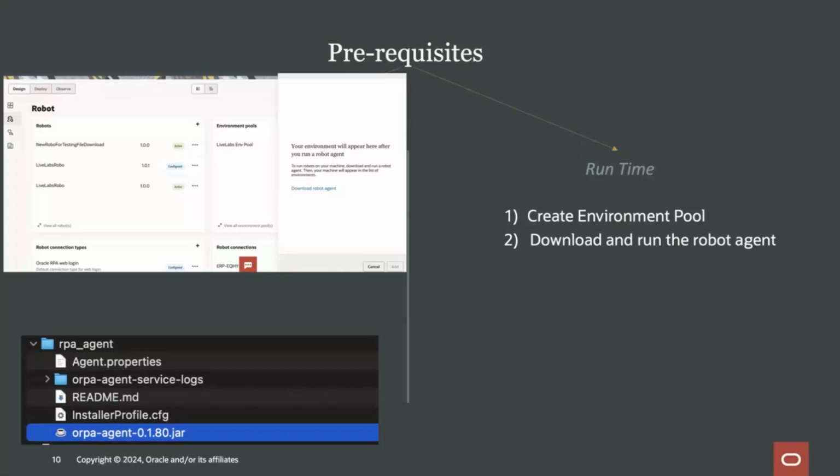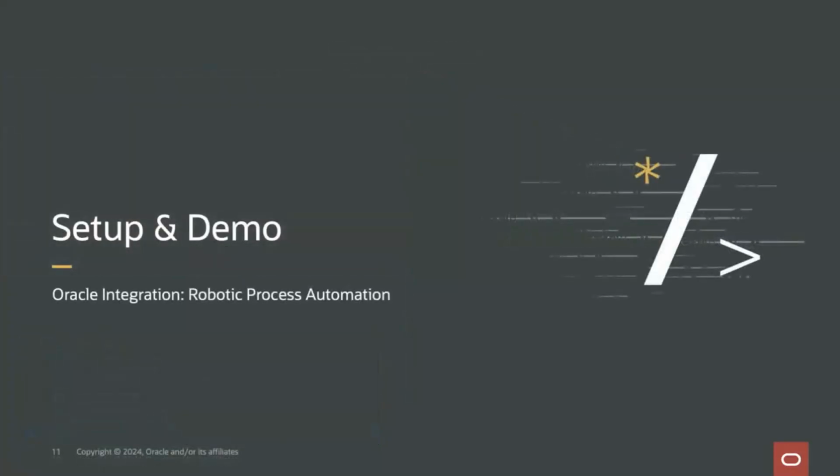Once you do that, you run it similar to how you run the OIC agent: you just do java jar and then this. The robot agent then runs and listens for requests from the RPA module within OIC. So that's pretty much it for the setup prerequisites.